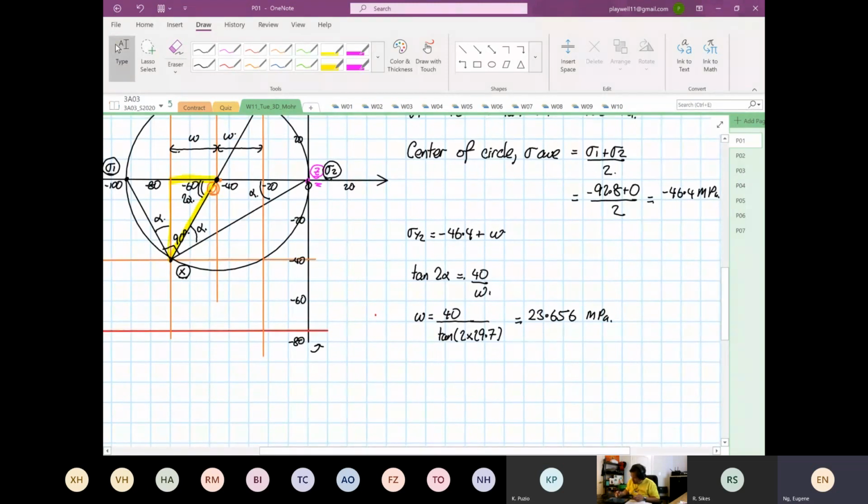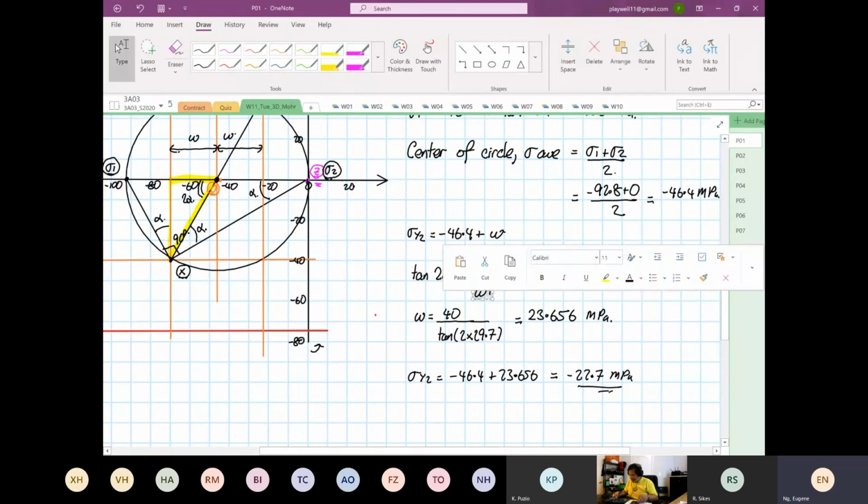So for this case, stress Y2 is equal to minus 46.4 plus 23.656. So minus 46.4 plus 23.656 is equal to minus 22.8 or 22.7 megapascal. So that is the other Y2 value. Okay.